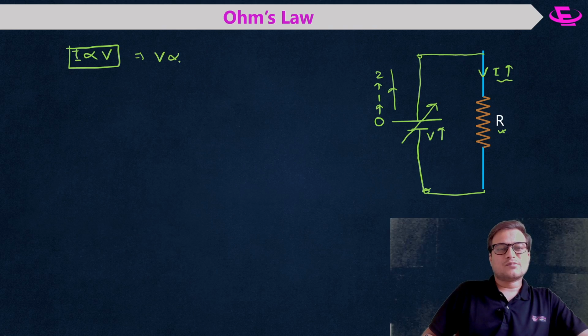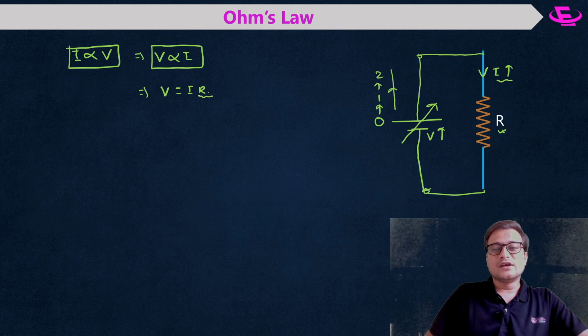That means V is proportional to I. And from here he gave a constant, and it is V equal to I into R. This R is called resistance and its unit is ohm. Clear?